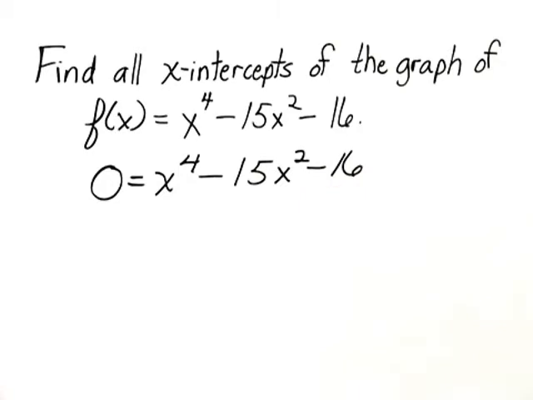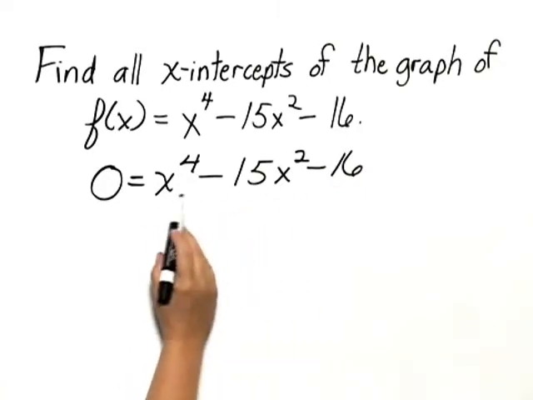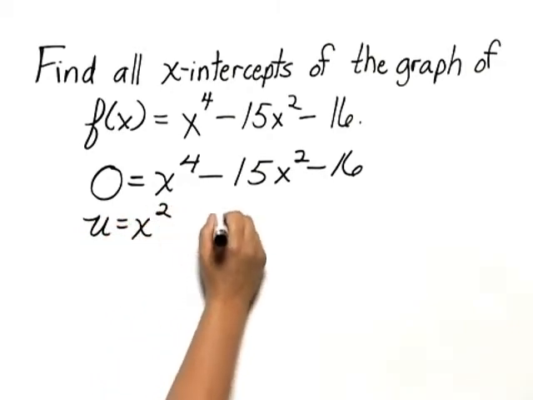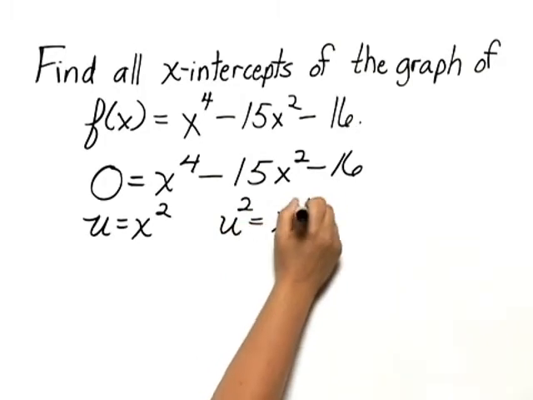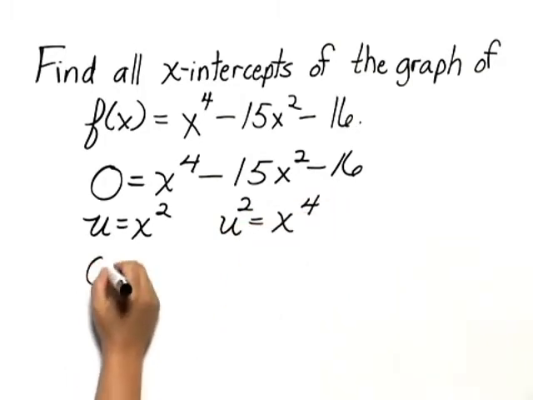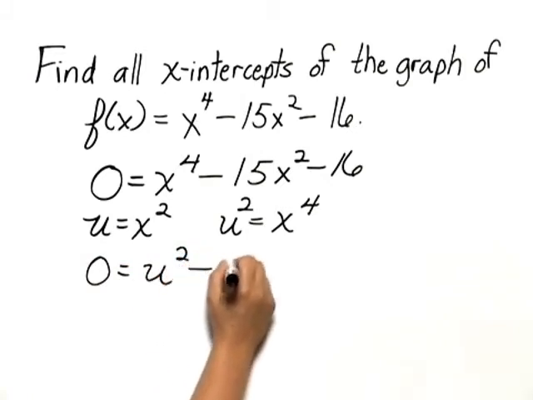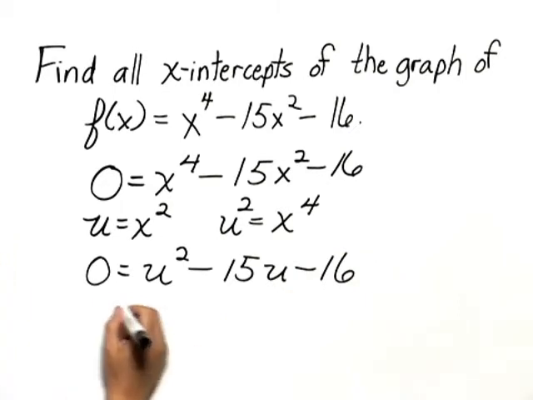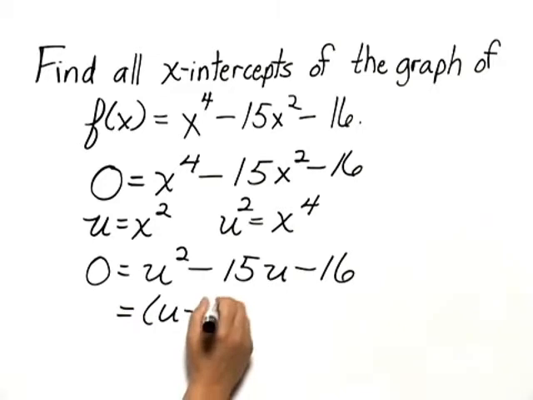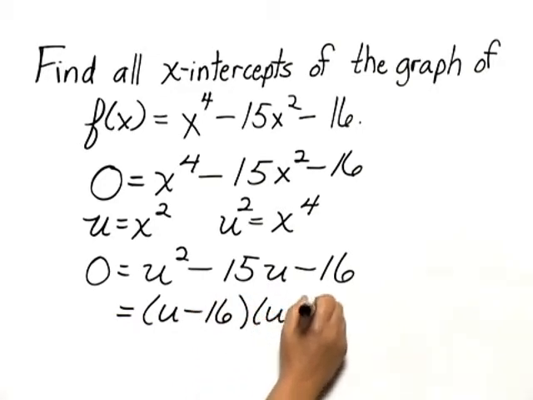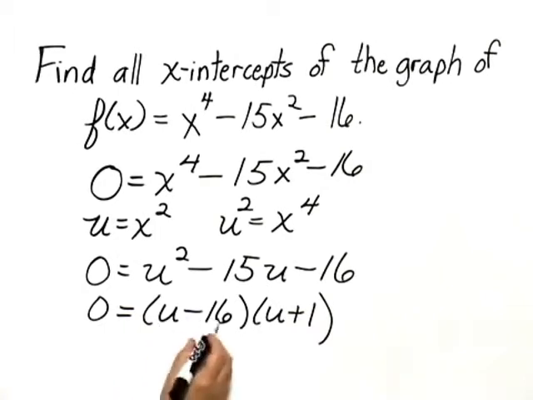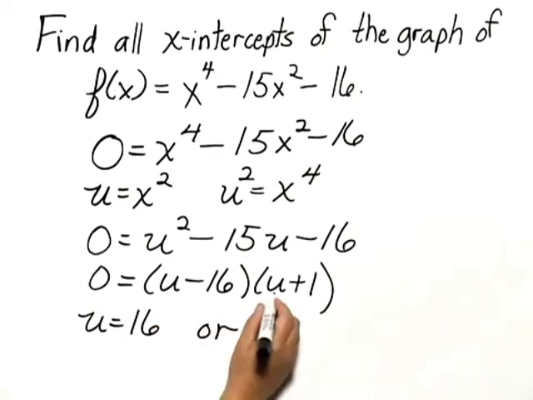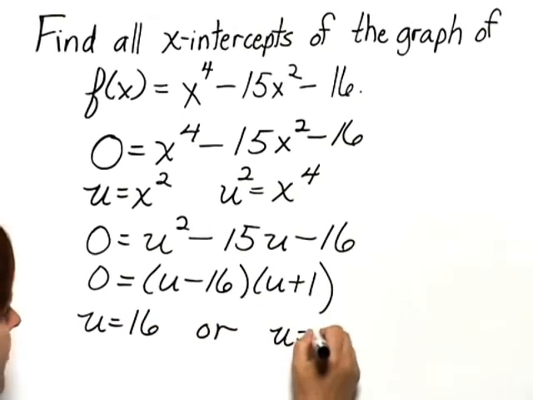This is not exactly a quadratic equation, but if we let u equal x squared and u squared equal x to the fourth, we can substitute and get 0 equals u squared minus 15u minus 16. And this we can factor and solve. This would be u minus 16 times u plus 1, which would mean that u minus 16 being 0 means that u has to be 16. Or if u plus 1 is 0, u would be negative 1.